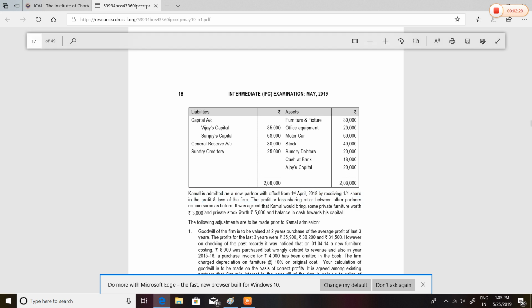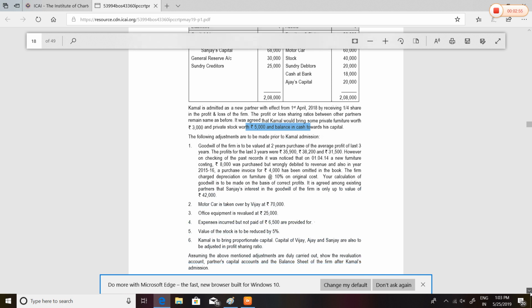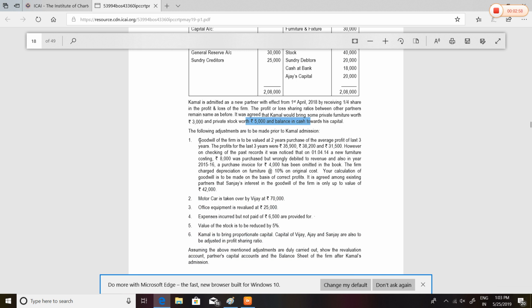the rest remains the same as before. It was agreed that Kamal would bring some private furniture worth rupees 3,000 and private stock rupees 5,000 and balance in cash towards his capital. Okay, that means he is bringing his capital in the form of kind and in the form of cash. Rest points are easy. Only the first point is to be understood properly. Let's see.